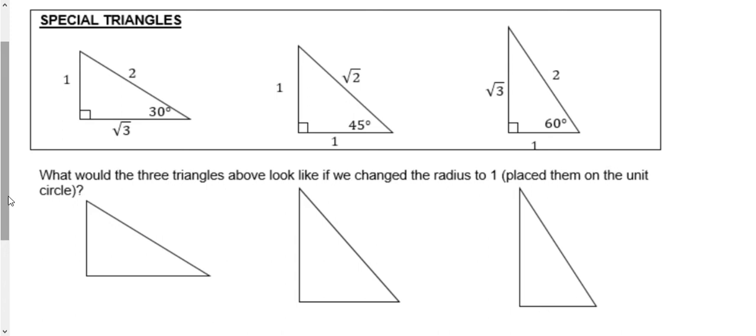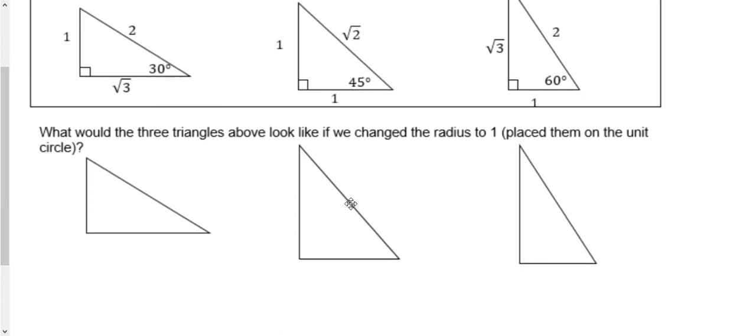Our first question, though: what would these three triangles above look like if we changed the radius to 1? So basically, I'm going to divide everything by my radius. If my first angle here was 30 degrees, and I had a radius of 2, 2 divided by 2 is now just 1. So my two sides will also be divided by 2. So I have root 3 over 2, and I have 1/2 right here.